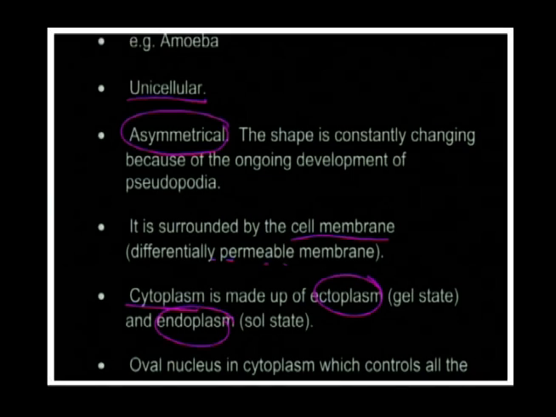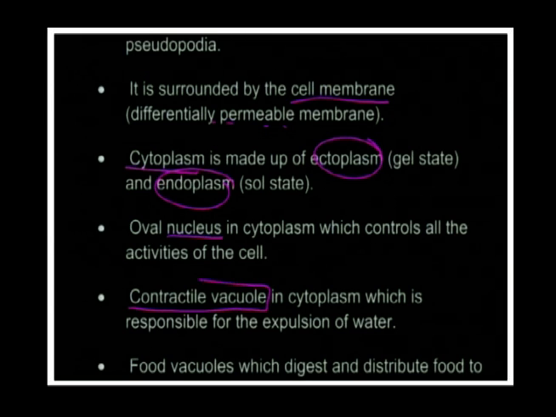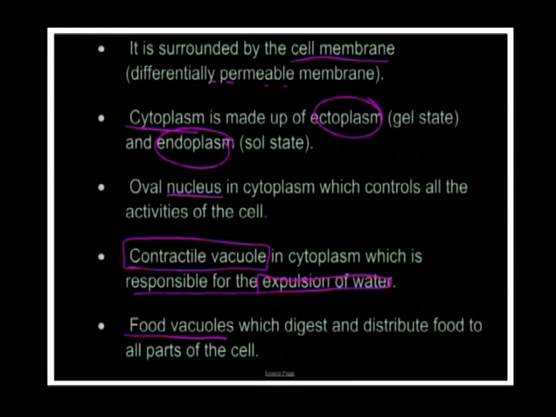The cytoplasm has ectoplasm and endoplasm. There's a nucleus for controlling all of the different activities. The special vacuole called the contractile vacuole to get rid of water, as mentioned. And we find food vacuoles for digestion and the distribution. And remember that that cytoplasm is constantly circulating, distributing nutrients throughout the whole cell. So although the amoeba is only made of one cell, there's an awful lot going on inside there.